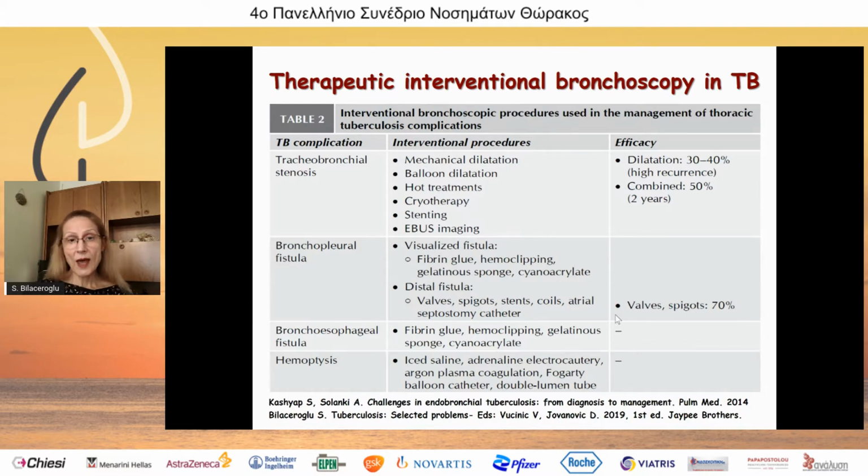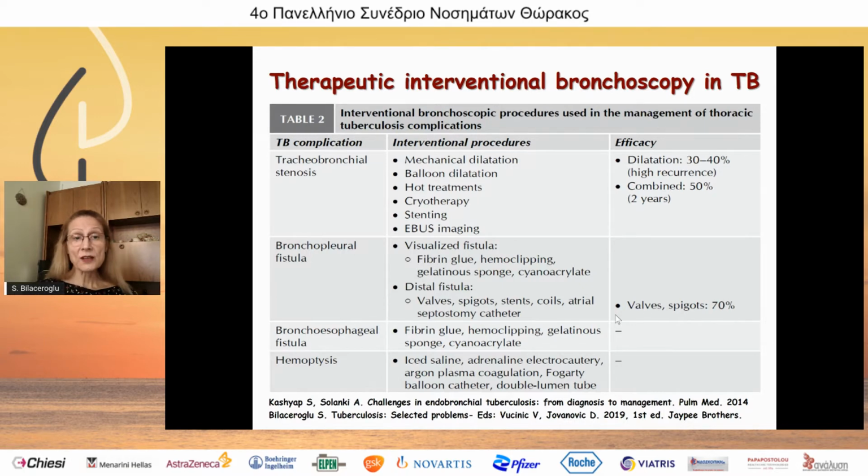So we can use valves, spigots, stents, coils, or in some cases, atrial septostomy catheters are used. The efficacy of blocking with valves and spigots is about 70%.